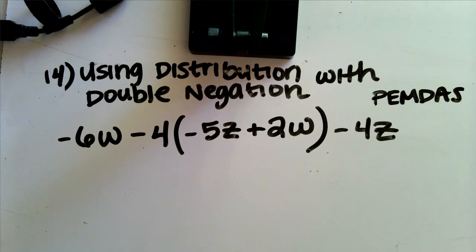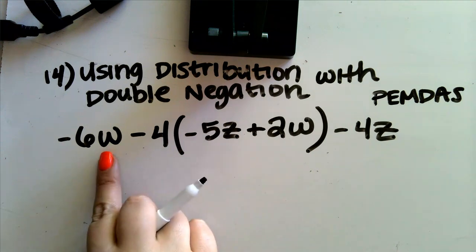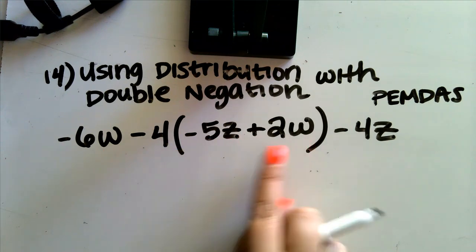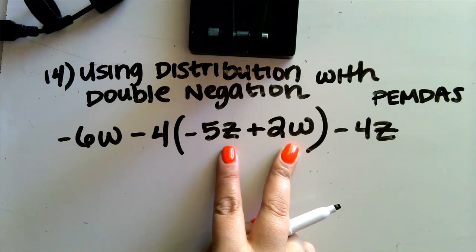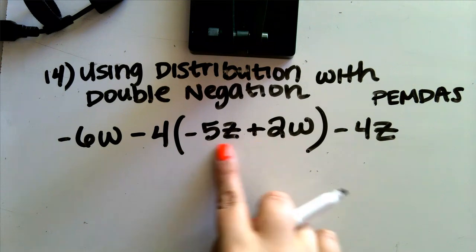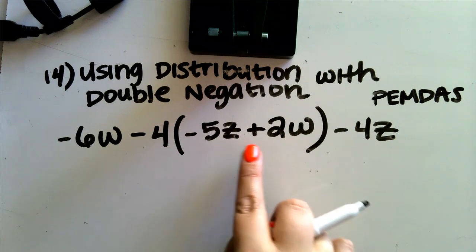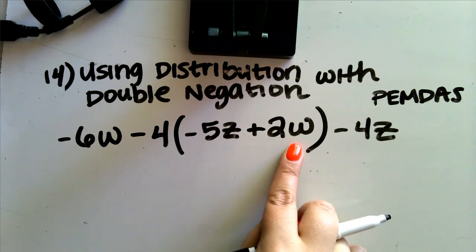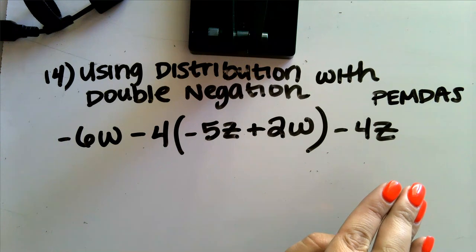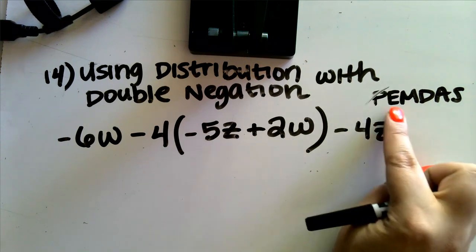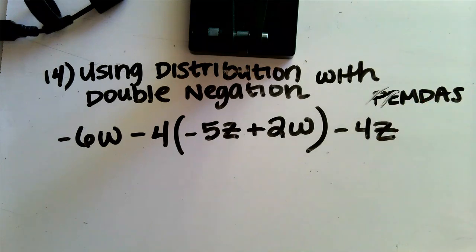What I noticed right off the bat in this problem is we have multiple different variables this time. I have a W and I have a Z, and then we have a Z and a W inside the parentheses, and then another Z out here. Looking at just inside our parentheses, I know that the Z term and the W term cannot be combined because they are not like terms. Z and W are not like terms. So I know that I have nothing to do with parentheses just yet. There's also no exponents, none of that yet.